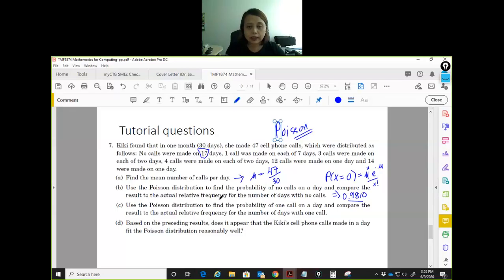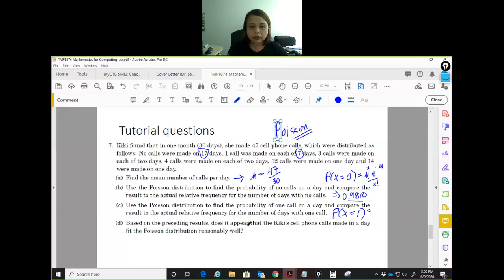Then for part C, this is talking about one call on a day, which means you look at P(X = 1). Try to calculate that using the Poisson distribution formula. Again, compare it with the actual value, which is 7 days, where one call was made. So 7 over 30. Is it the same as the value you get here?